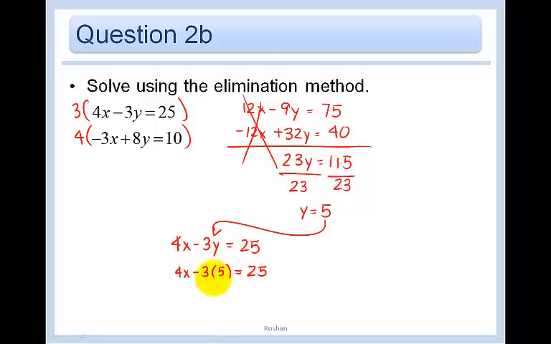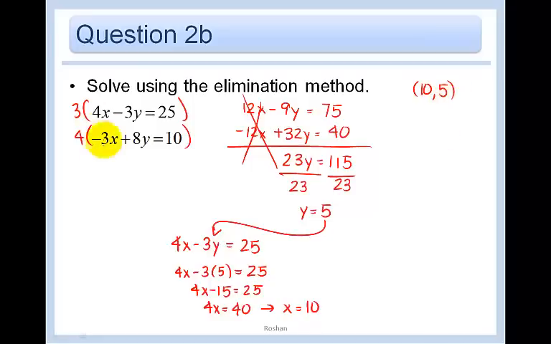And then that would be minus 15. Add 15 to both sides. 4x equals 40. And x then would be equal to 10. So our ordered pair is 10, 5.